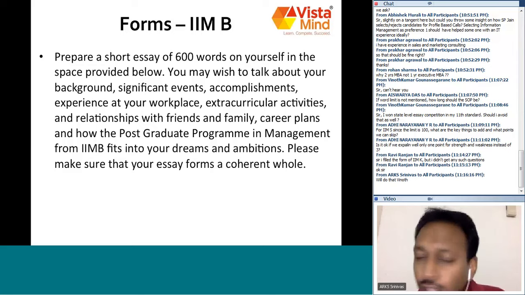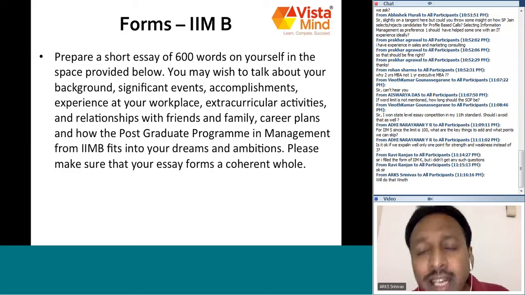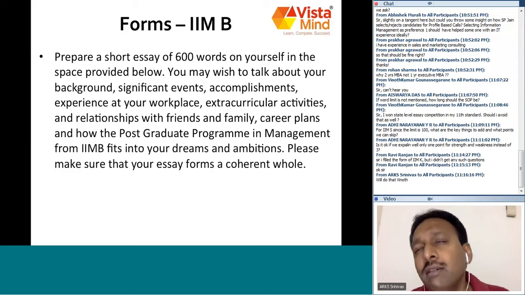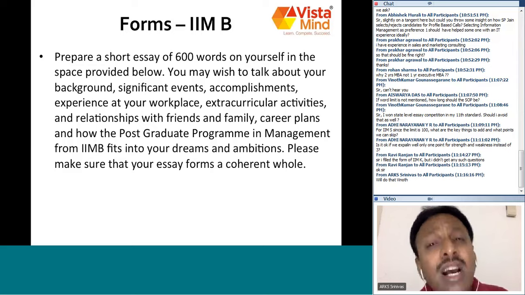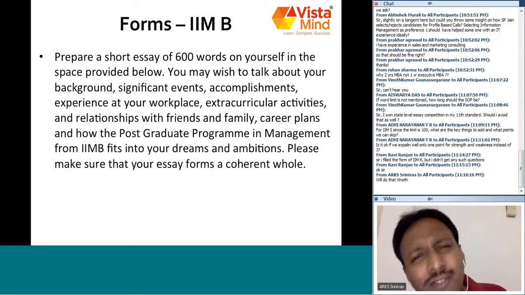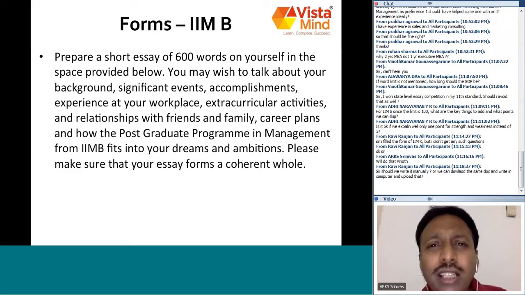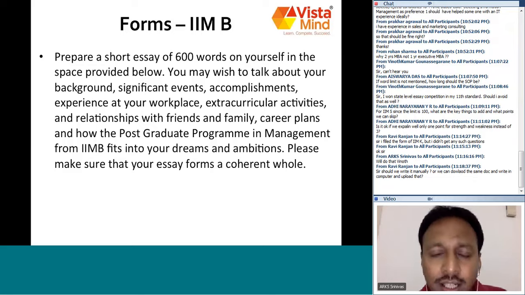You will have to fill up the forms. I'm just giving you the IIM forms. NMIMS also has a SOP. IIM Calcutta has a statement which asks what your career goals are. FMS has a SOP. Everybody has a SOP, in one way or the other. Only Lucknow, I think, does not ask for anything else except extracurricular activities. Everybody asks some question or the other.